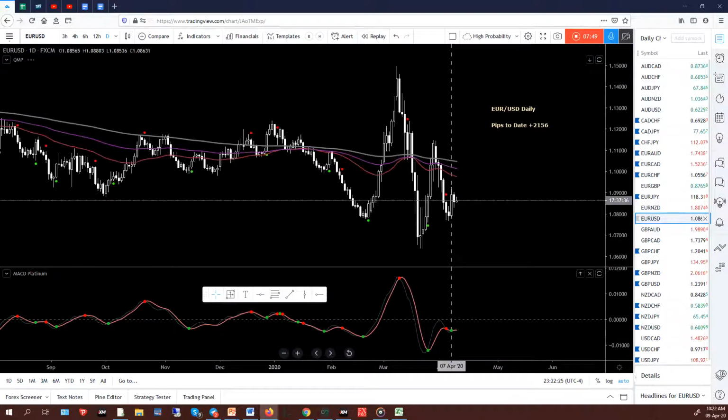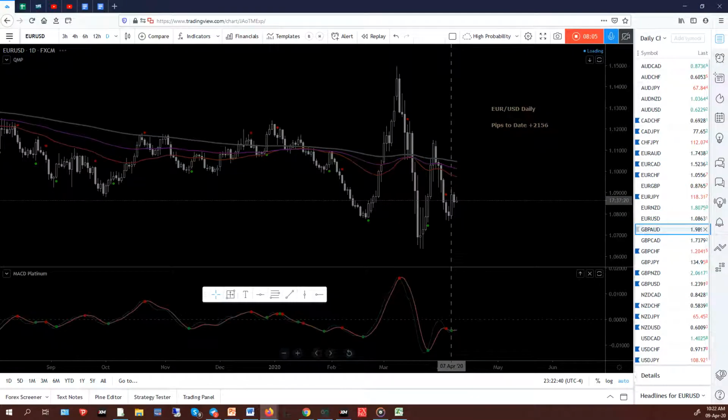Euro USD, tough pair to trade. Made some good pips on the way up, made some good pips on the way down. I haven't done anything for a few days now. Got a few pips in the bank. But yeah, look at that big move. Corona, or COVID-19.